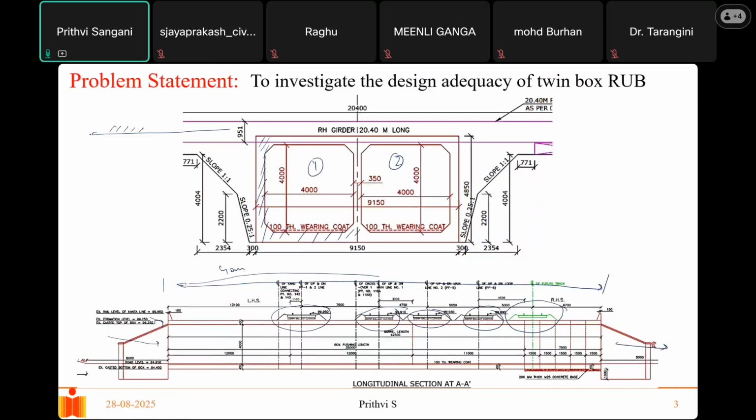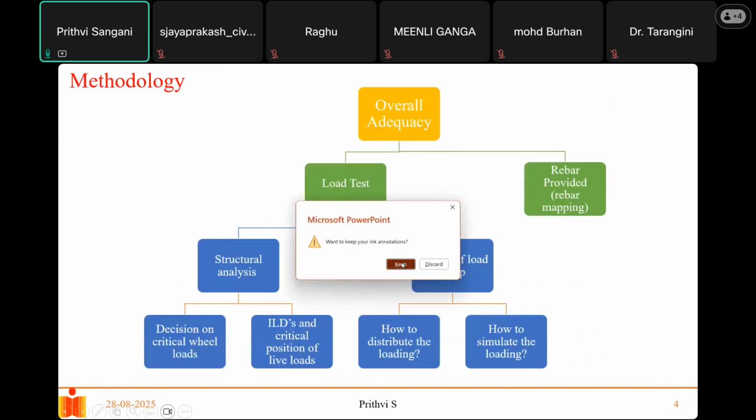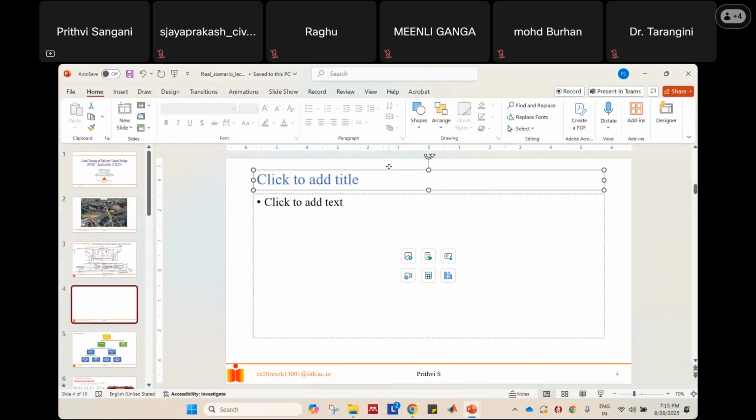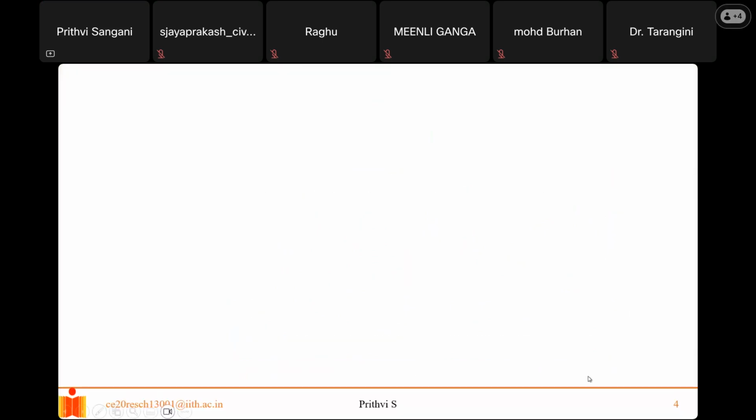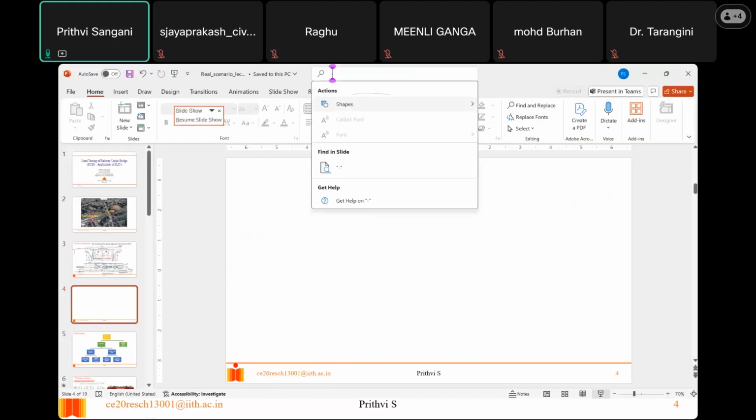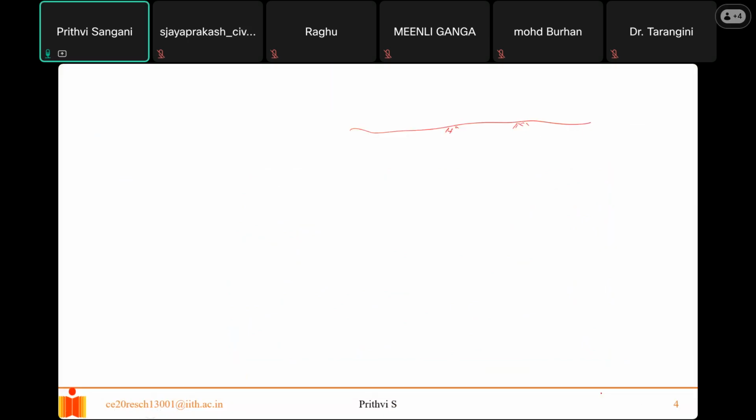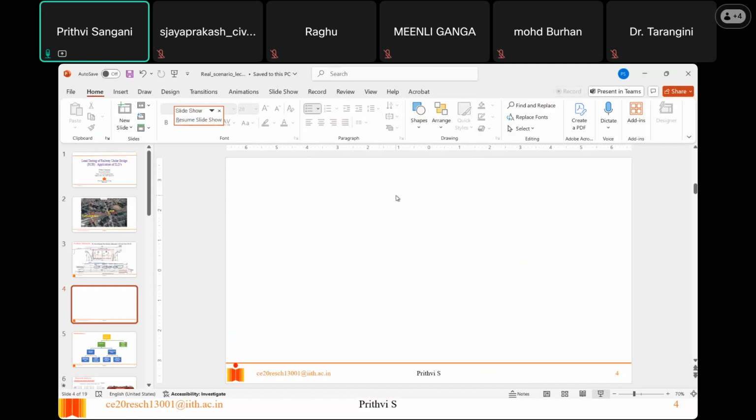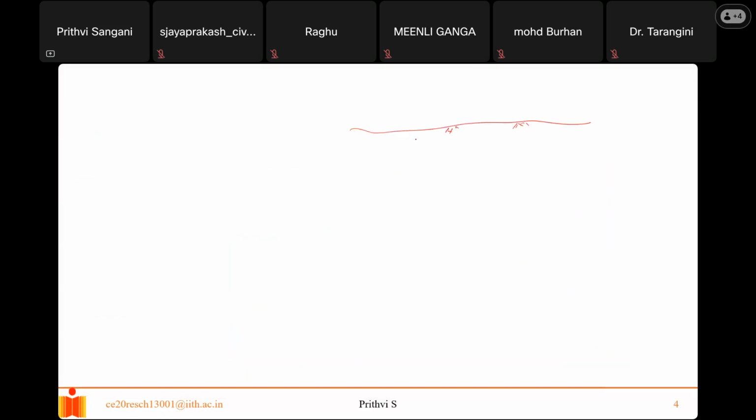It's a ground level, and you have soil over here. Let me draw it in a new slide. So what they'll do is, this is a soil strata, and you have ballast and all the things over here. Okay, so let us say this is an embankment.